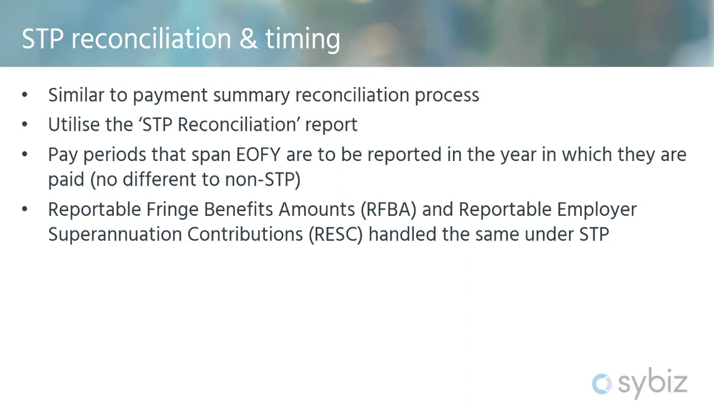Your reportable fringe benefits and reportable super contributions are handled the same way under STP. You have the ability to have those items transactionally reported throughout the year, or you can use the fields on the employee balances screen to set those amounts accordingly.